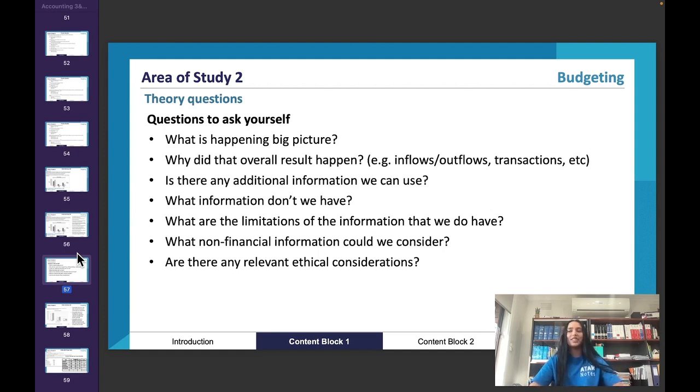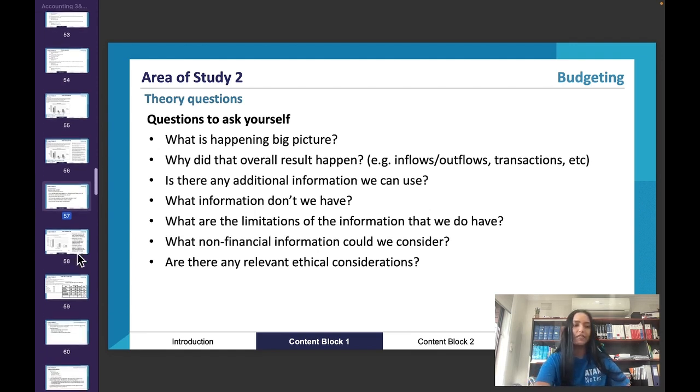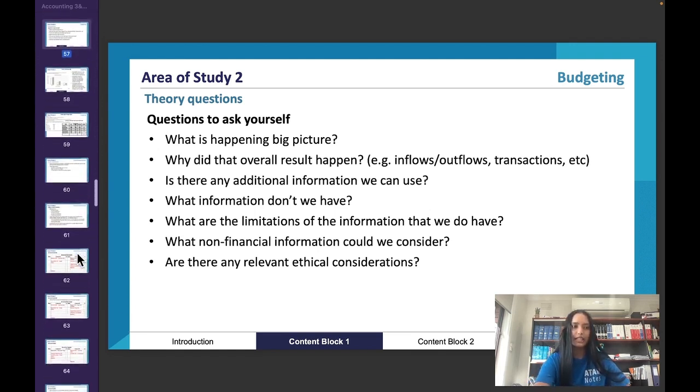And then, is there any additional information we can use? So, like I was saying earlier, really reading the paragraph of background context, reading the additional information, and thinking to yourself, is any of this useful in my theory response? So, for example, a really good example that I can think of is there was this question one year that was talking about a business that sells toys, and it showed a report from the business that had really high sales for this particular reporting period.